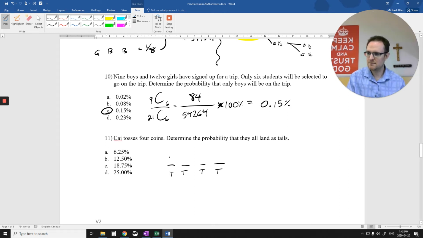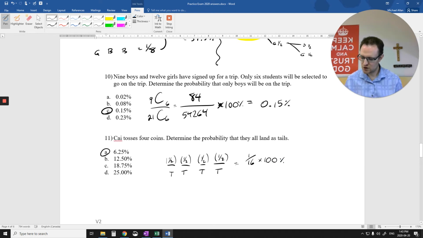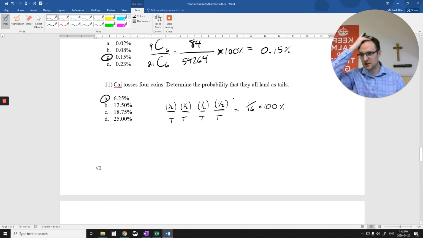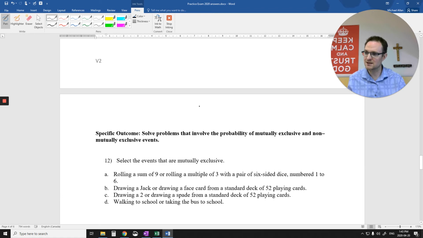So what's the chances of this? 50% chance, 50% chance, 50% chance. We're going to assume that there's equal probability each way. You get 1/16, 2 times 2 times 2 times 2, but then times it by 100% to get a percentage here. It ends up being 6.25 percent. Okay. You can see those are all independent of each other. Like throwing a tail does not change the probability of throwing another tail. So they're independent of each other.